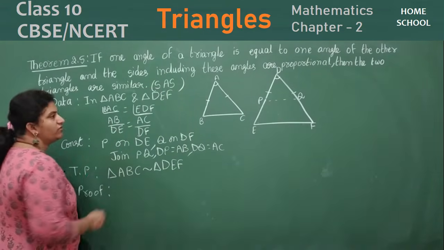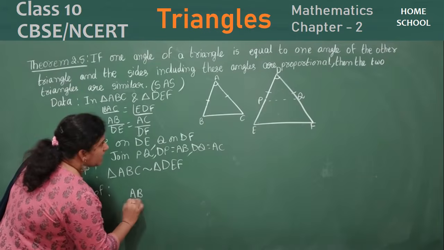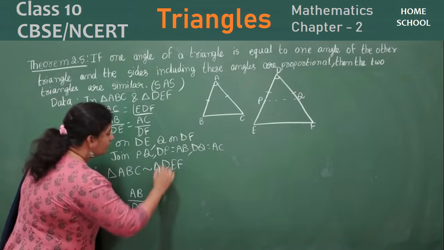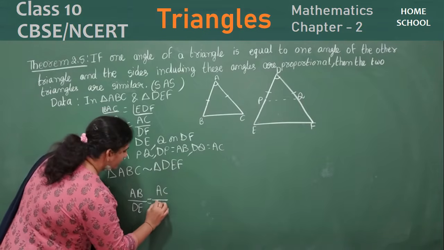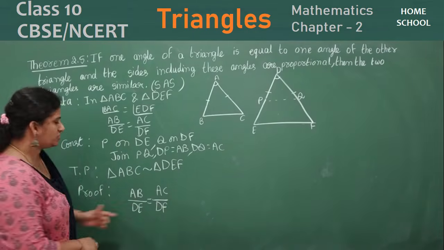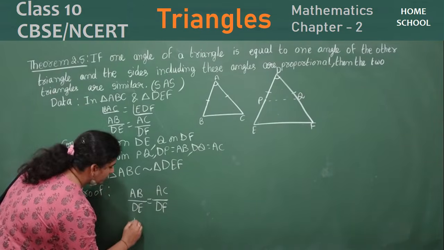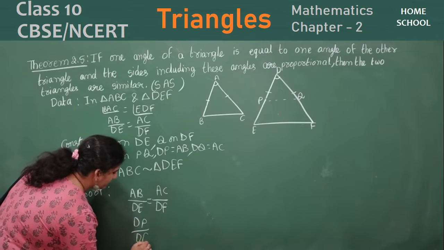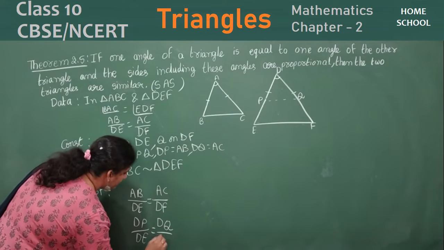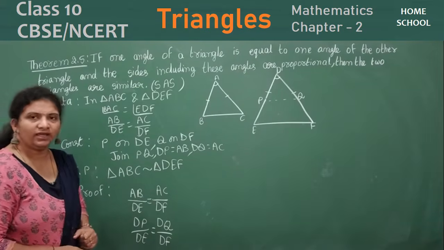So here, how do we start? We start with the given ratio, AB by DE is equal to AC by DF, and the included angle is equal. So now what I have taken is only the ratio. Then instead of AB, substitute DP: DP by DE is equal to, instead of AC, substitute DQ: DQ by DF. Okay, DP by DE and DQ by DF.